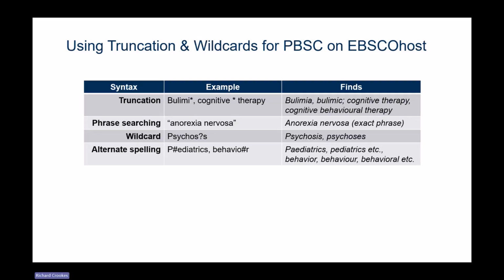For phrase searching, we use quotation marks. So again, "anorexia nervosa" would find the exact phrase, where that appears somewhere in the record, depending on the fields that you select, or if it's an unqualified search, it could appear in any of the fields that would be relevant to this database. Then you have the single character wildcard, the question mark. So if you're looking for psychosis and psychoses, you can simply replace the vowel, the I or the E, and find both variations. And then there's also alternate spelling. We use the hash wildcard that can be used to compensate for the difference in UK and US spelling. So for pediatrics, behavior, and so on. Okay, so just a sampling of some of the key truncation and wildcards that are available on this platform.